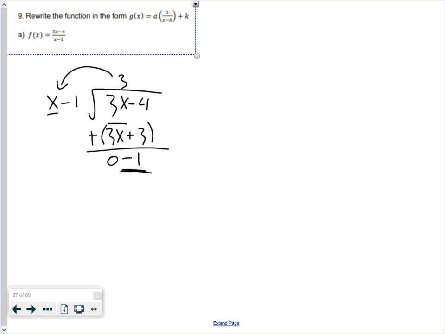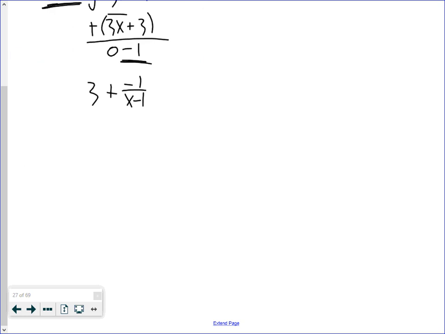So that right there is our remainder, since there's nothing I can multiply with x to give me negative 1. So I get 3 plus negative 1 all over x minus 1. Remember, that's how you write your remainder. You put the remainder all over the term you're dividing with. That's our answer right there, or our quotient anyway. So when you divide 3x minus 4 with x minus 1, we get 3 plus negative 1 all over x minus 1. But what I can do from here is rearrange this to write it as negative 1 all over x minus 1 plus 3.